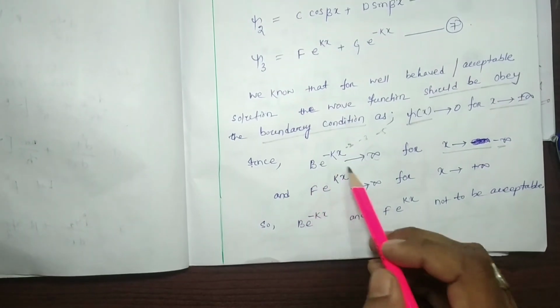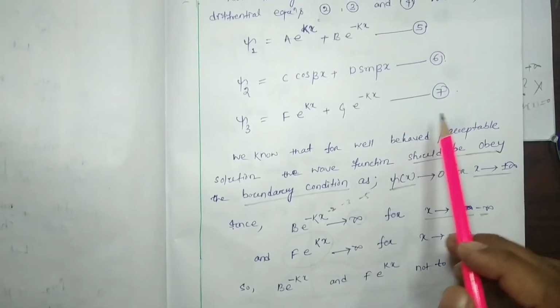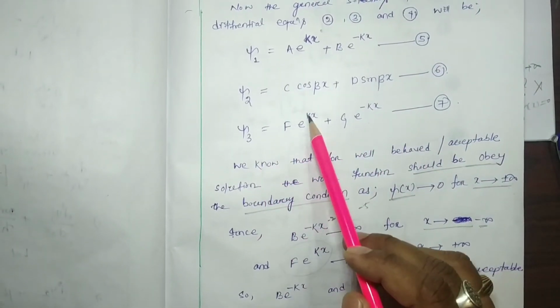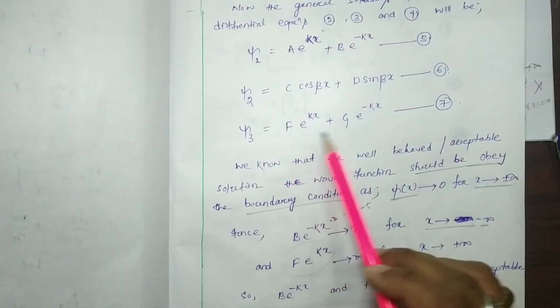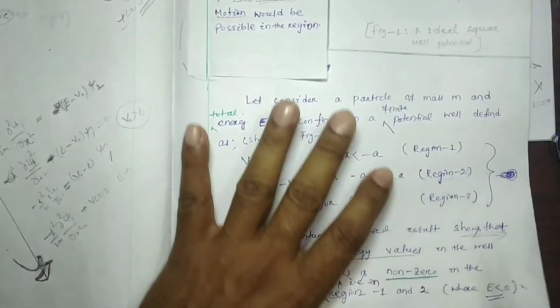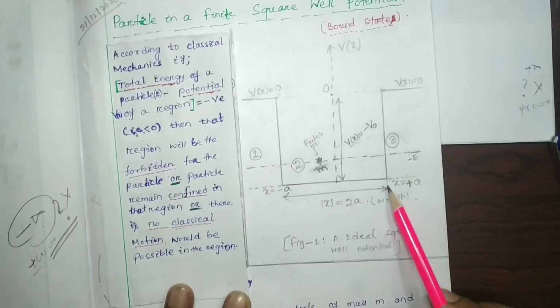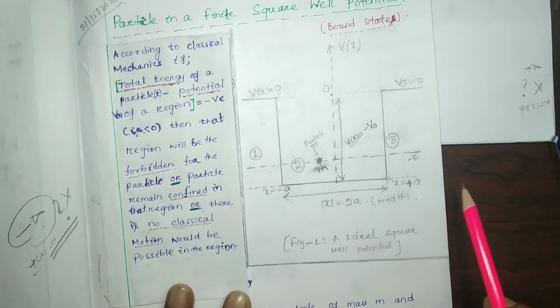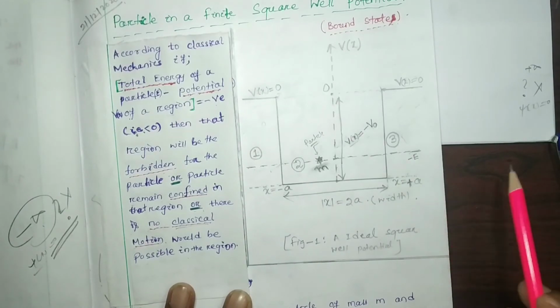Likewise, if we consider this term of the solution, this is the wave function of region 3. In region 3, the x value is going to increase with positive values 2, 3, 4, like this.